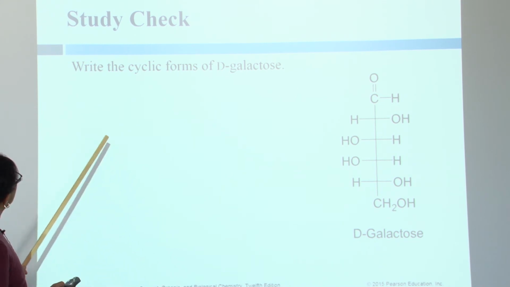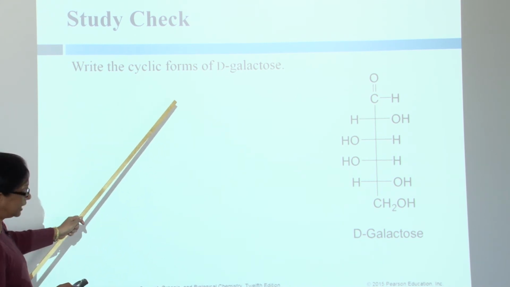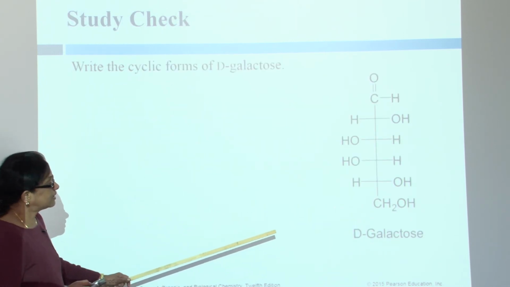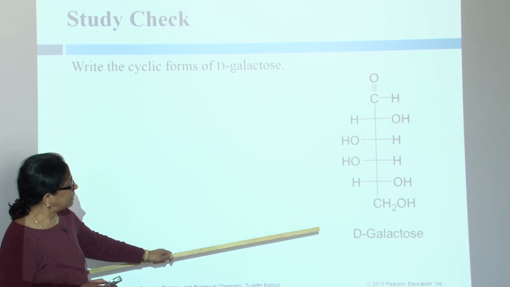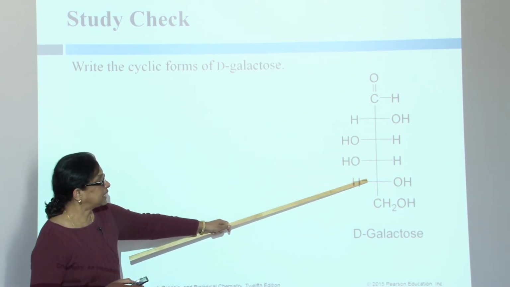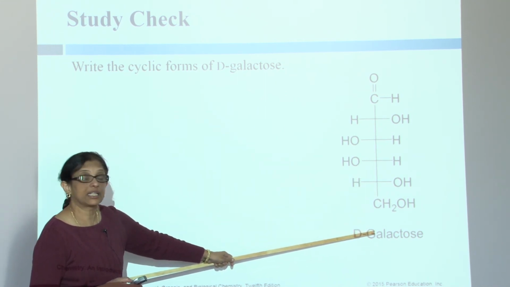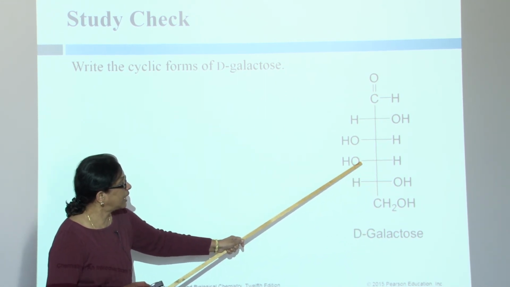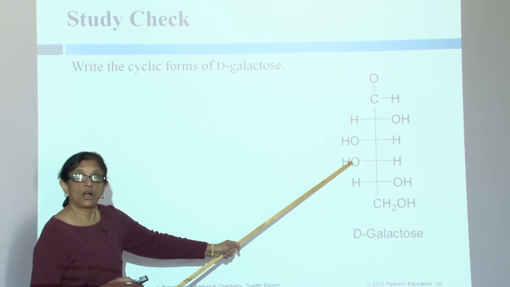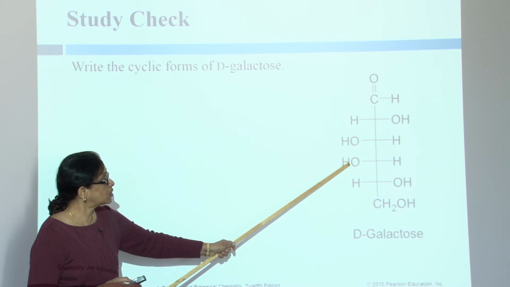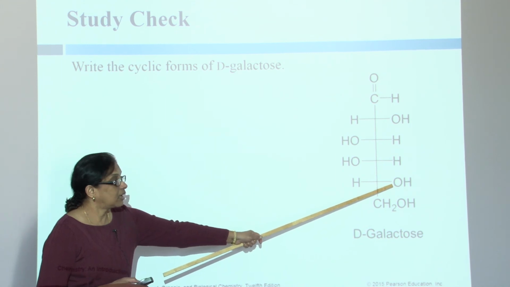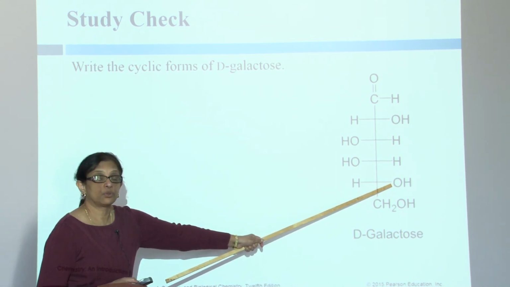So now we are going to set up the cyclic form of D-galactose. So this is D-galactose. This is the aldose, we can see aldehyde. And the only difference between D-glucose and D-galactose is that the OH in carbon 4 is to the left. In glucose, the OH is to the right. So D-galactose, D, OH, carbon 5 to the right.